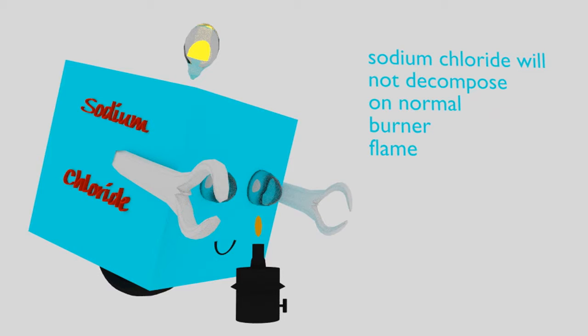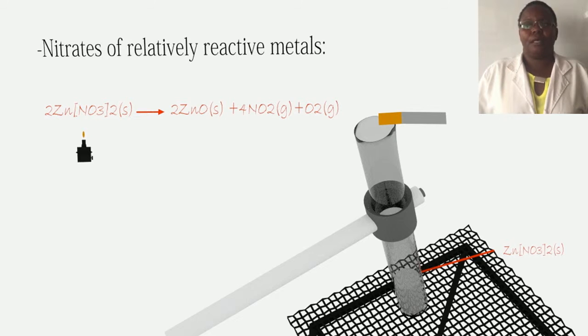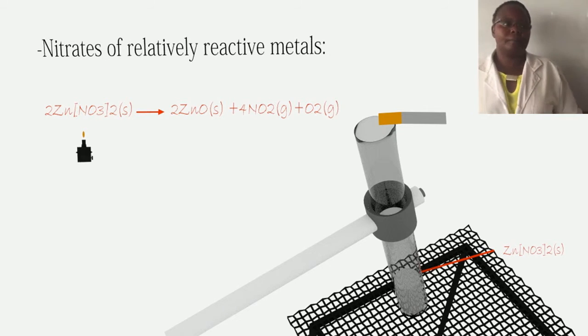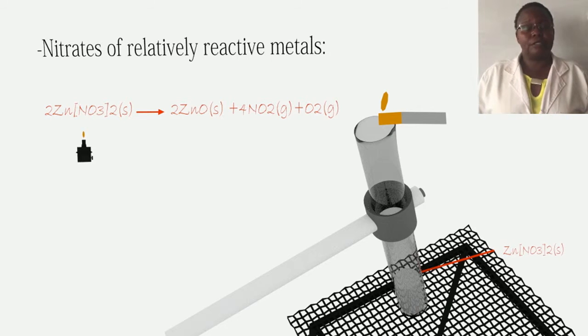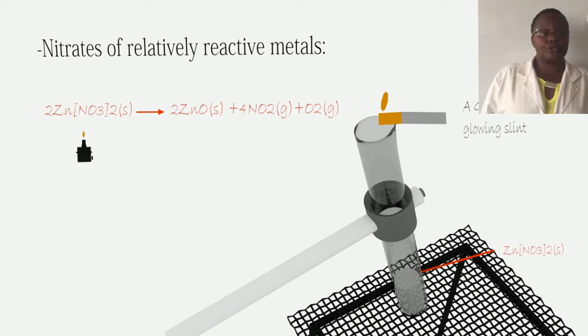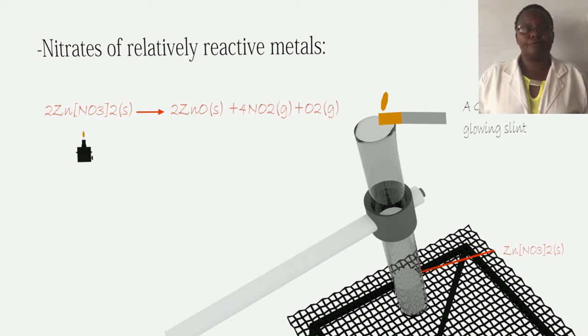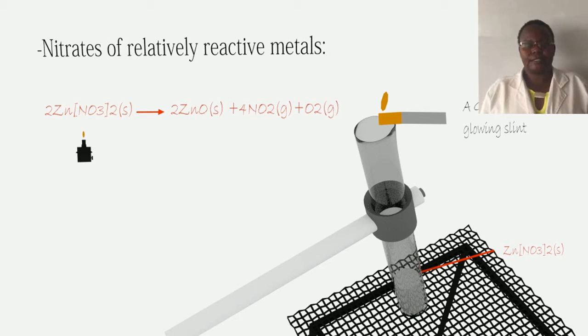Then we have others like chlorides, for example, sodium chloride, that will not decompose on heating using the normal Bunsen burner flame. During heating, we have nitrates that decompose and give you a colorless gas only, for example, sodium and potassium nitrate. Then we have those that are less reactive, and therefore when heated give you an oxide, brown fumes, and a colorless gas.